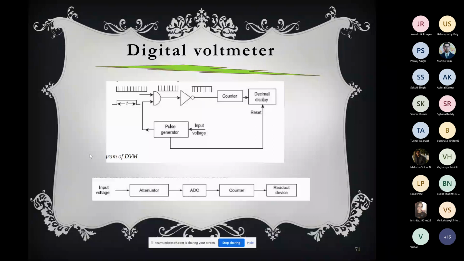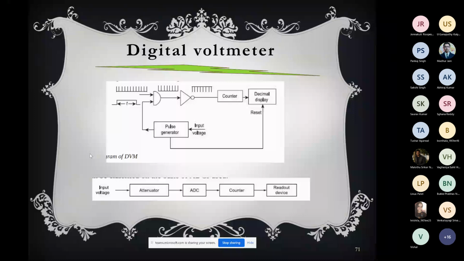Because you are taking the pulse generator, and based on the input voltage, the pulse width will depend. If the input voltage is high, the pulse width will be high. If the input voltage is low, the pulse width will be low. If the pulse width is high, there will be more spikes, and the counter value will be more, and then the counter value can be calibrated with the input voltage.